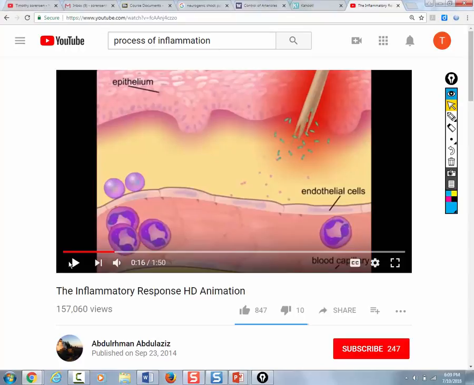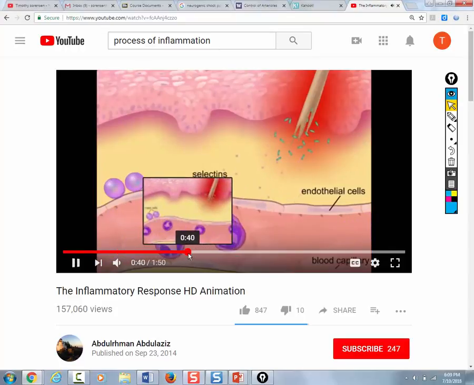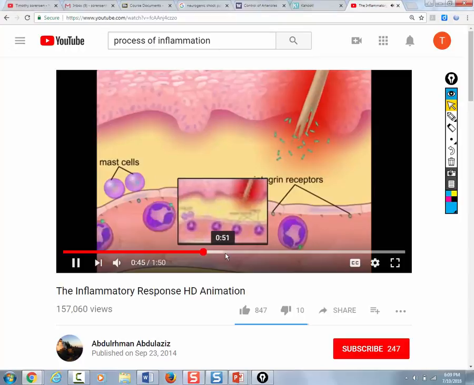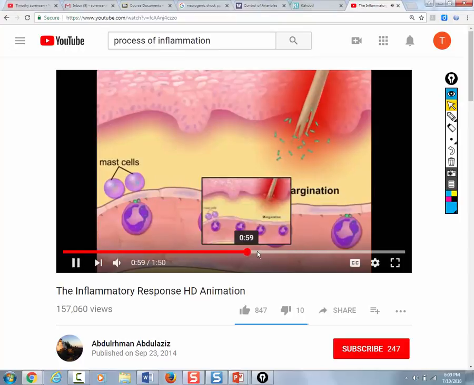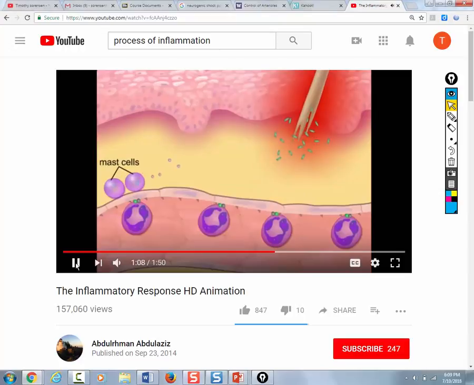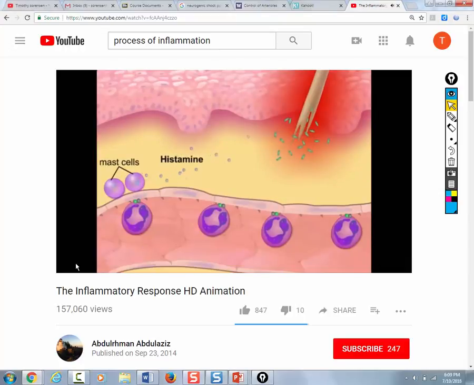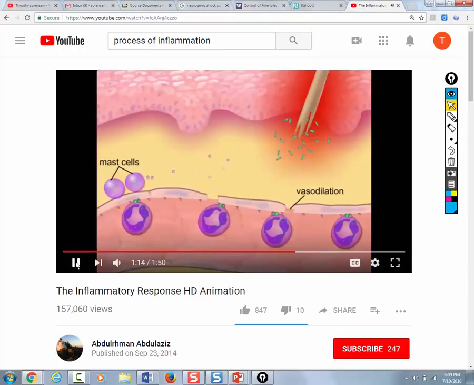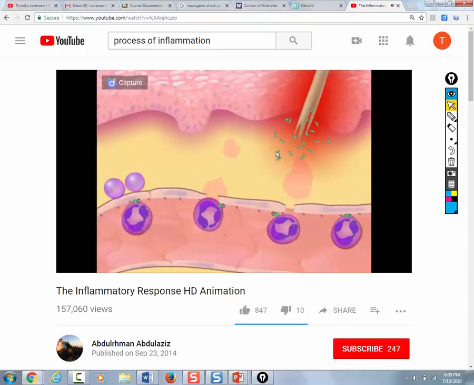Are you with me? The capillary permeability as a result of the histamines, we're going to skip ahead a little bit in the interest of time and less pain for you. The histamines are going to be released, cause the arteries to dilate, and then cause the capillaries to get leaky. That little leakiness of the capillaries allows the white blood cells to migrate out of there through a process of diapedesis.